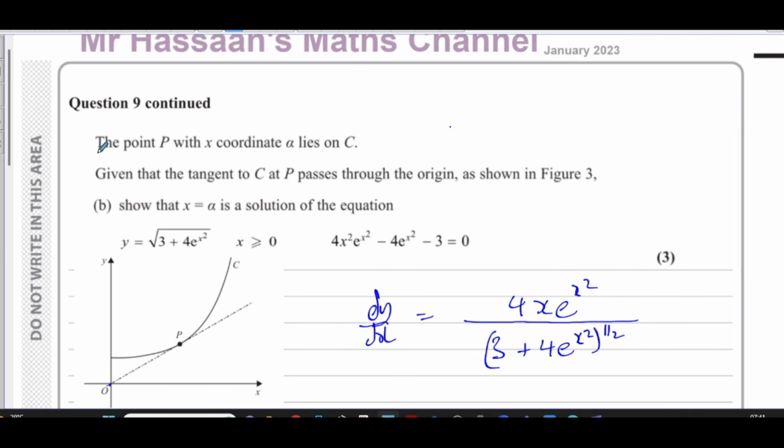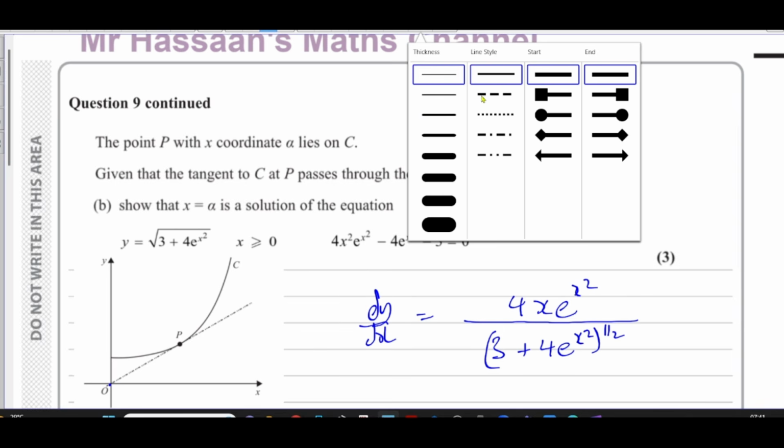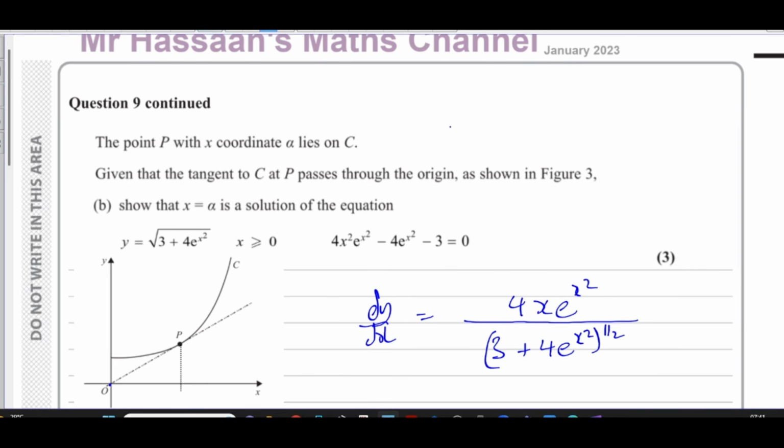Part b says the point P with x coordinate alpha lies on C. So this is the curve C with the equation y equals the square root of 3 plus 4e to the power of x squared, and the point P lies on this curve. The x coordinate of point P is alpha.